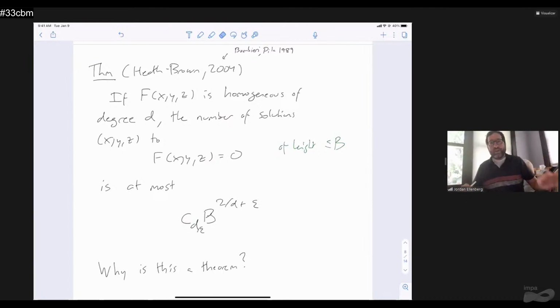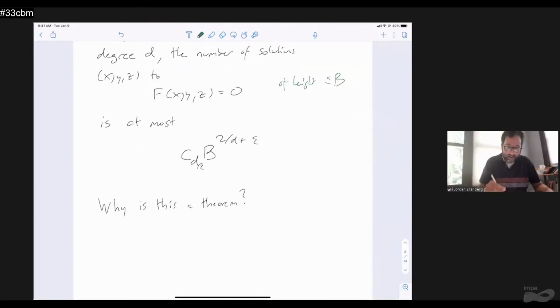Okay, so the genius of this theorem is hidden in a place you might not think to look. So I'm going to circle it with my highlighter. It's right here. So why is this a theorem? It's because this constant depends on d and epsilon, but it does not depend on f. It doesn't depend on which equation you're studying. It's completely uniform over all equations of degree d. And that's quite amazing. So why is this a theorem? And I wanted to write this with a flourish. That's why I didn't write it on my slide.